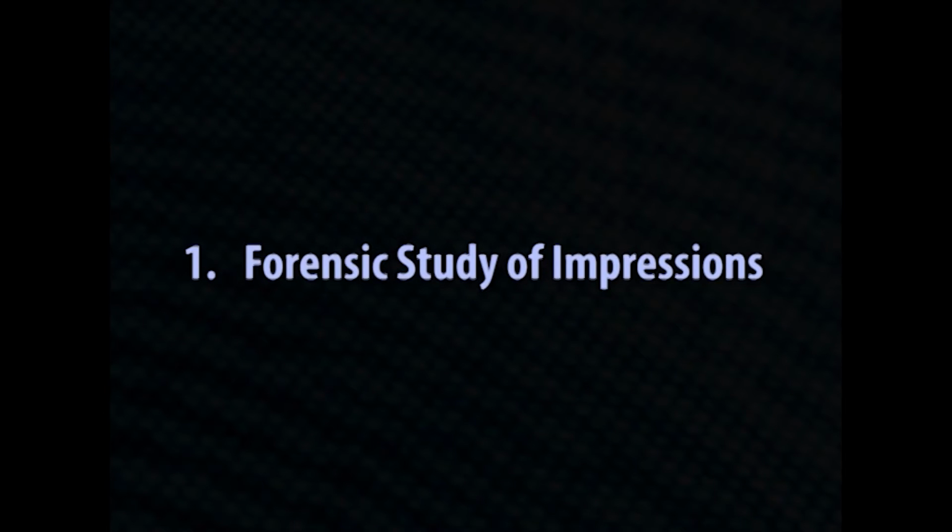Dear students, above we have studied different disciplines related to forensic science. Now we shall learn about the branches of forensic science, which are as follows. First, forensic study of impression. This is the study of the analysis and classification of patterns observed in individual patterns.